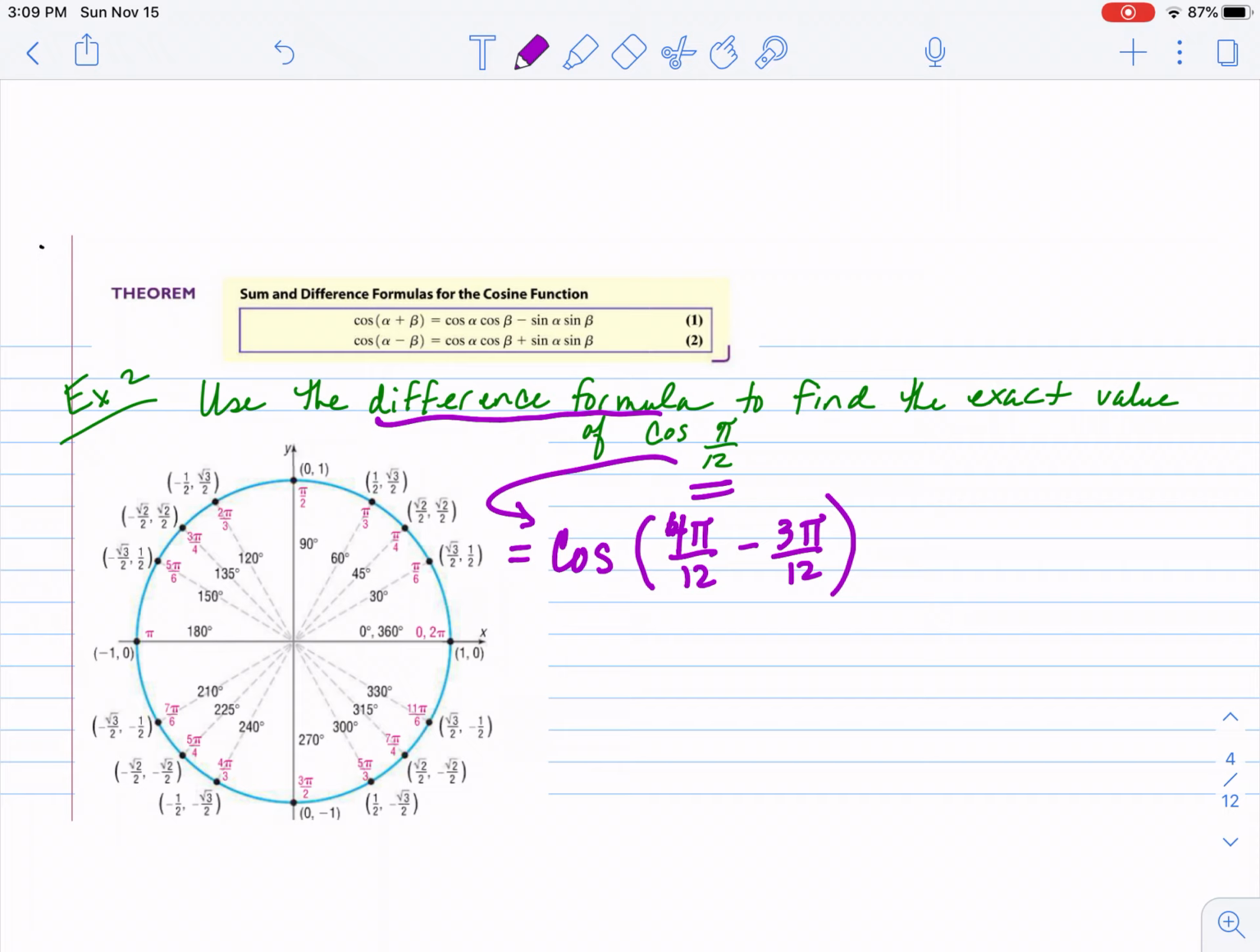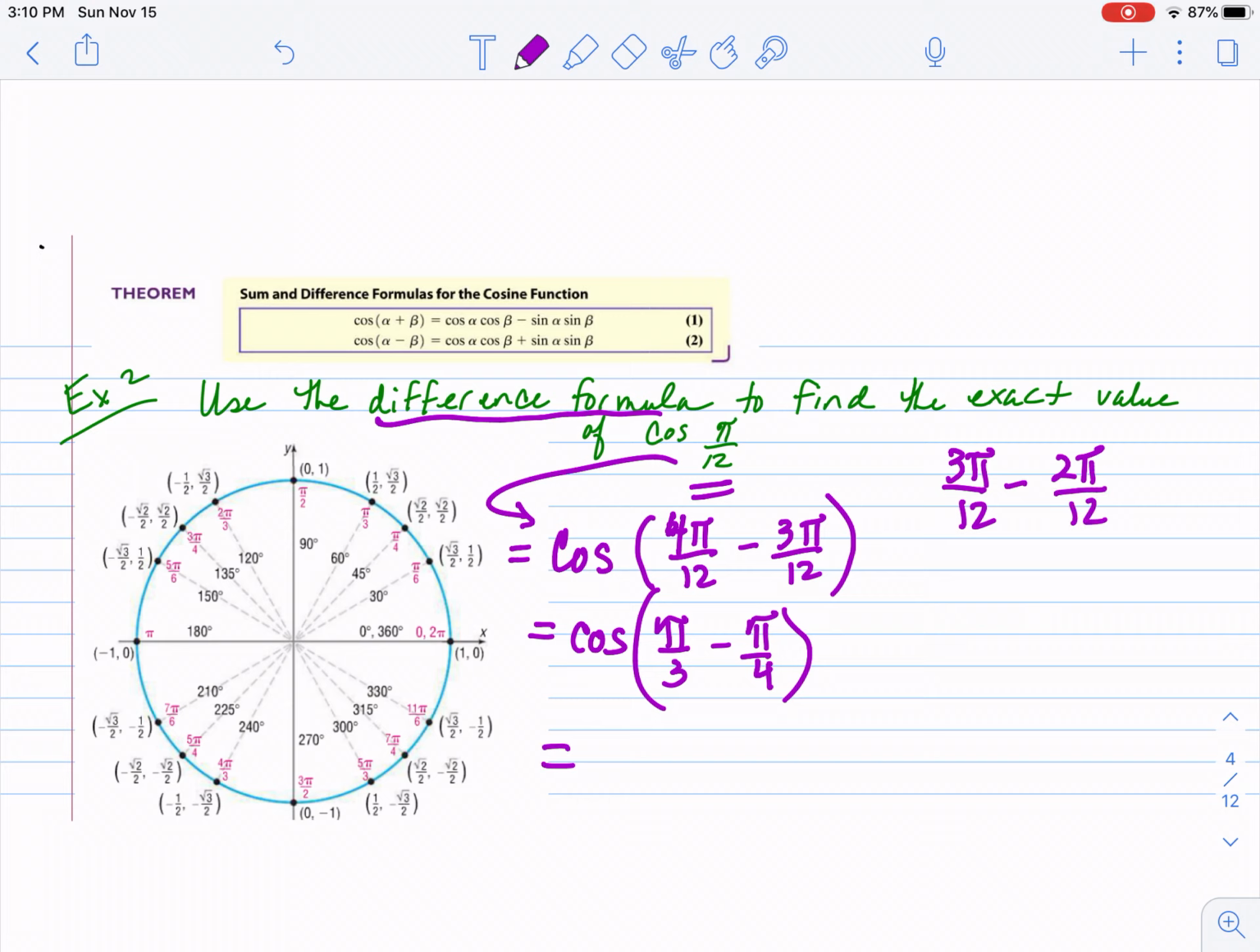Think about it. 4 pi over 12 is the same as saying pi over 3, and 3 pi over 12 is the same as saying pi over 4. You could have maybe done 3 pi over 12 minus 2 pi over 12. You could have done that too. You could do a lot of things. If I do the one I first chose, this is going to equal the cosine of pi over 3 times the cosine of pi over 4.